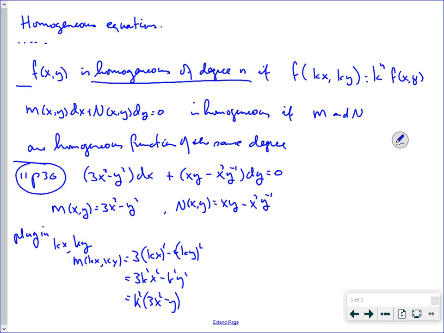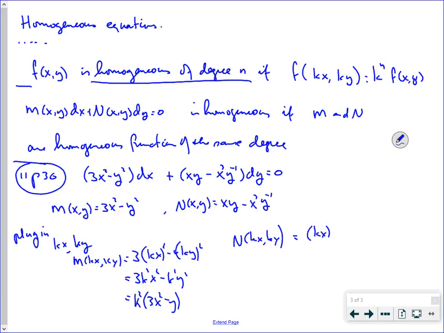Now we plug kx and ky in for x and y in the second one. And if I can end up factoring out a k squared, then this is going to be what we call a homogeneous equation. So for the second one we do, and I know this looks like a pain, but this is really the easier of the two ways to do this problem. The way I'm doing it today and the way the book does it, this is actually the easier of the two.